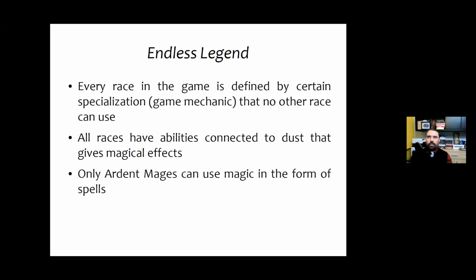The only exception is the race called Ardent Mages, and this is the only race in the game that can use magic in the form of spells. So they are the only faction in the game who have units that, instead of using weapons or some other skills, attack enemies by casting spells. So the main characteristic of this specific race is the ability to use spells, and this is the one thing that they have, and no one else can use it.